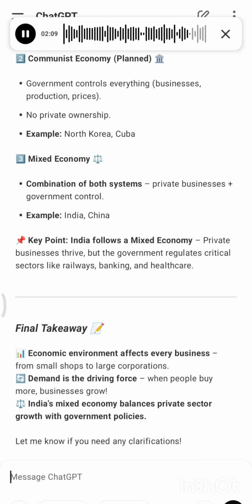Final takeaway: economic environment affects every business, from small shops to large corporations. Demand is the driving force. When people buy more, businesses grow. India's mixed economy balances private sector growth with government policies.